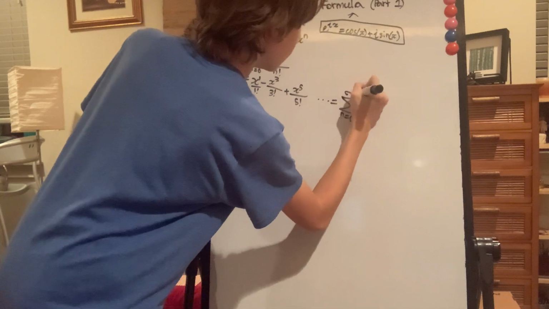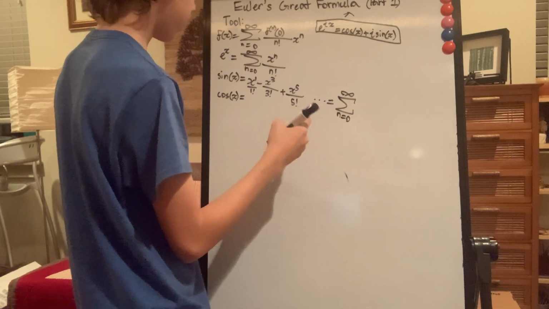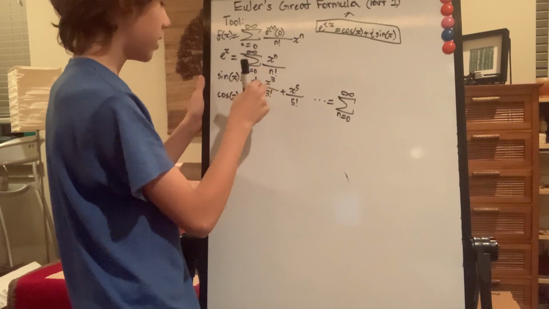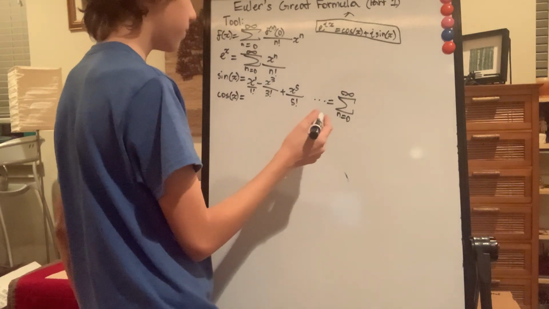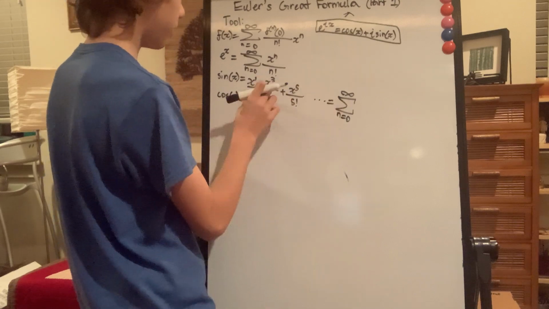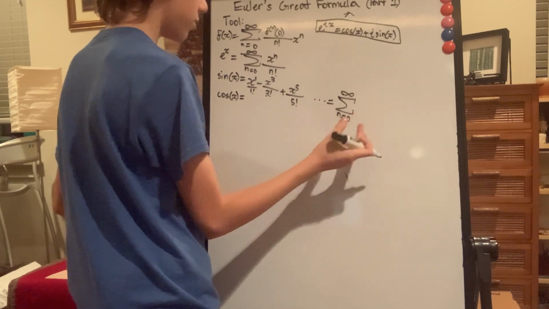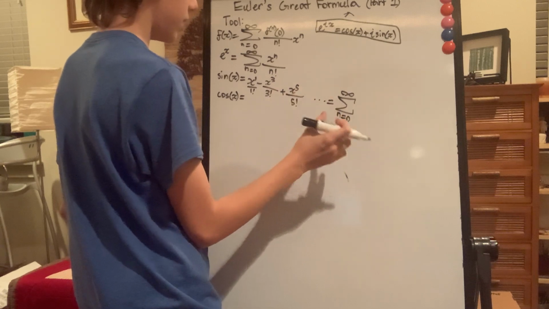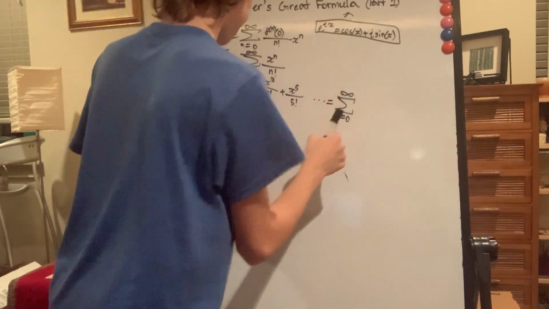Sum from n equals 0 to infinity of... so we're raising, these are all odd numbers, right? And these are the same exact numbers. And we're going to have some minus 1 to the n, because for the first term it's positive, for the second term it's negative, right? So that's basically the idea.